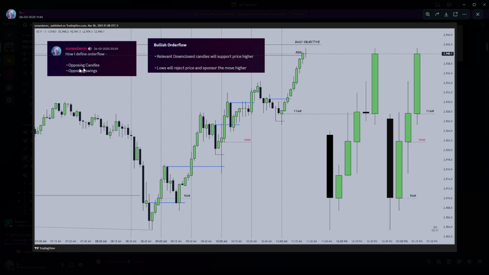I use opposing candles and opposing swings when framing a one directional move, like bullish order flow, bearish order flow, bullish expansion, bearish expansion, as you can see. When bullish, I use down closed candle as its name suggests. So using bearish candles which would be down closed candles, relevant down closed, not every, and opposing swings, in bullish order flow. So using lows as a POI.